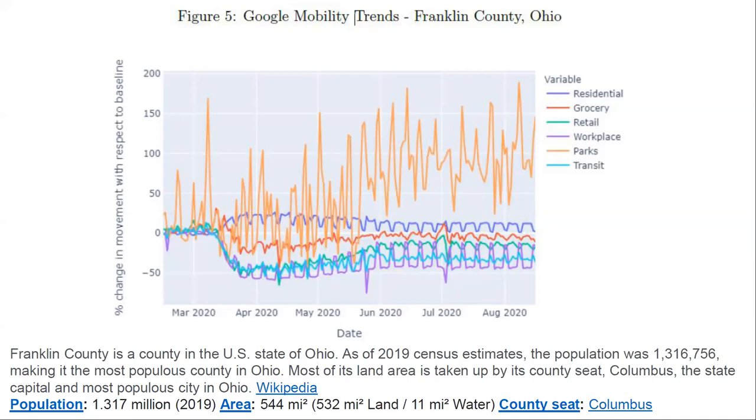People might be very worried about getting on a bus. I don't think we have a massive subway system in Franklin County, but you will see Manhattan in a moment. You see a lot of people having concerns about going in the subway. So these numbers are reasonable, but they're from Google mobility trends, and you always want to question the source. So what might Google be missing?